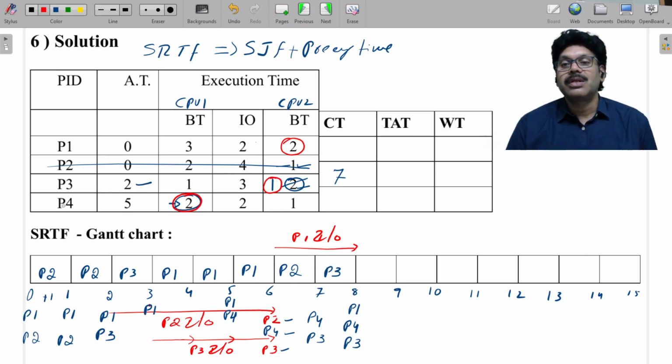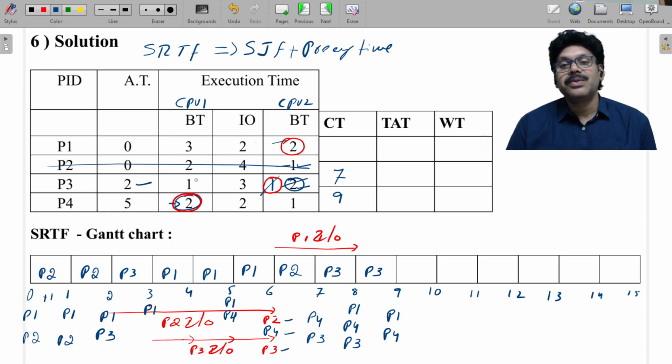So which is shorter? P3 is shorter, so P3 is executed once again. It is removed from the queue. It got completed by 9. So the rest of the queue is P1 and P4.